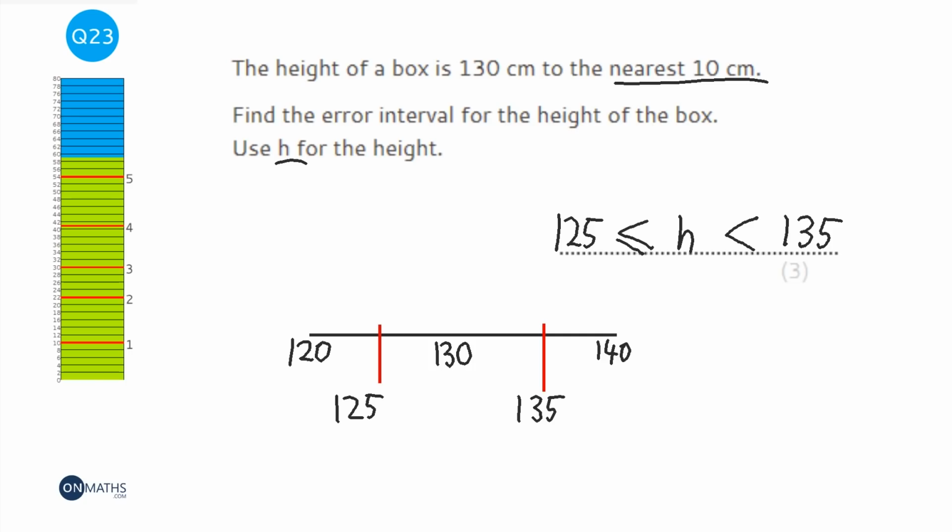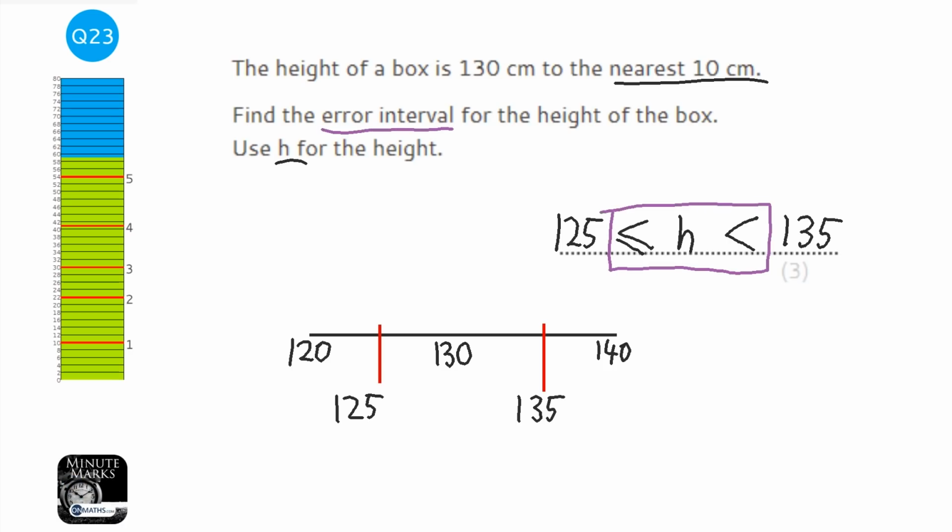Now this middle bit here will always be the same when you're answering this question, when you're asked for the error interval. The letter here might change. It might be fussy and ask you for a letter, or it might not. It might just say use any letter. If it says use any letter, x or n or whatever you want to use is acceptable. But the signs here will always look like this for an error interval.